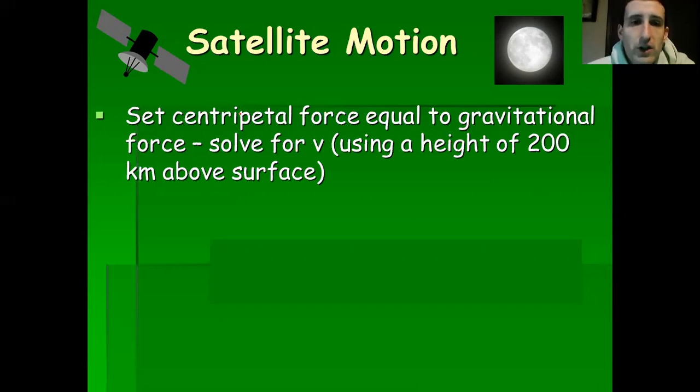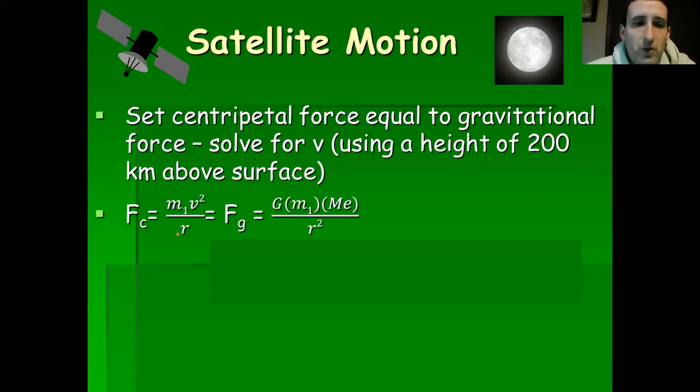So what we're going to say is, look, it's going in a circle, right? This is chapter 9. If you're going to go in a circle, you've got to have a force toward the center, a centripetal force pulling you toward the center, and that force is supplied on a satellite by none other than gravity. So we're going to take our centripetal force equation, set it equal to our gravity equation, and see how we can solve for the velocity of the satellite.